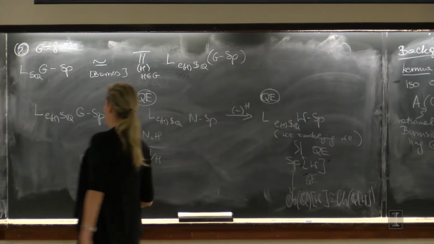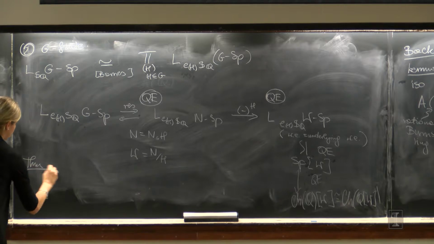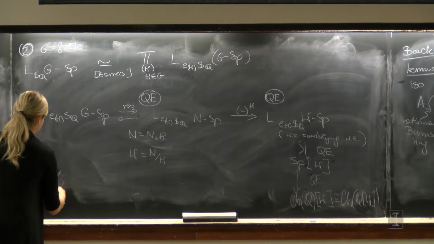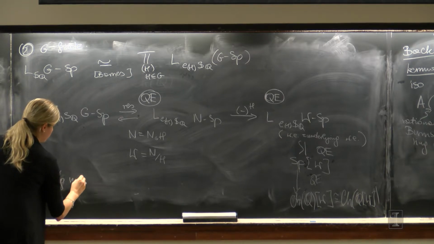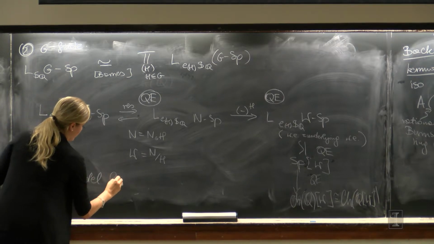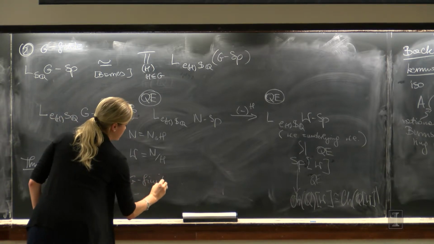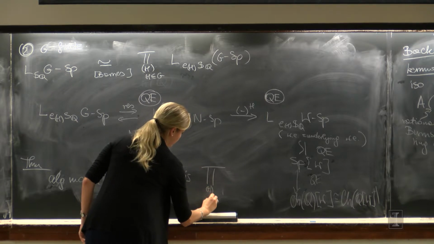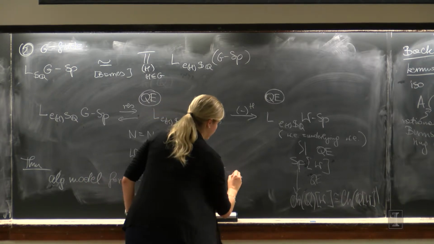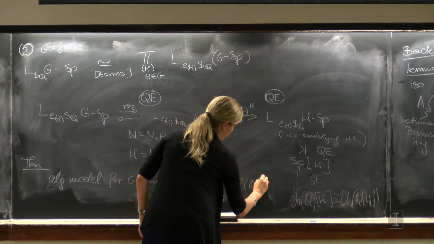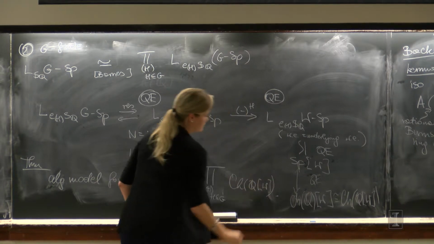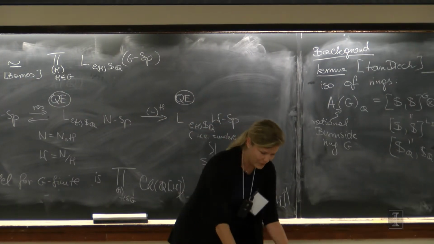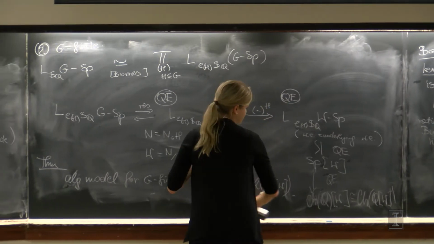So what we've learned here is the theorem that the algebraic model, let me just spell it in words, the algebraic model for G finite is a product over conjugacy classes of subgroups H of chain complexes of QW modules. Okay? That was easy. That was just the finite group. What do we do in more complicated situations?